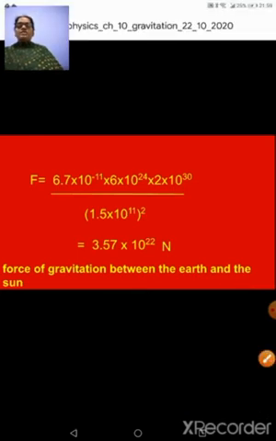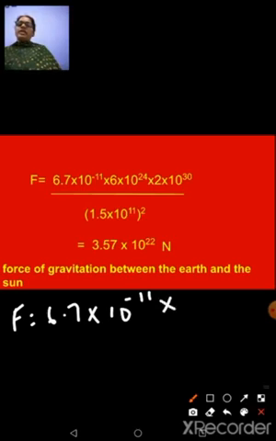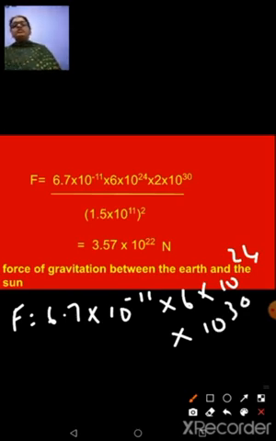Now, how to solve this? See here. First, let me take the numerator. How it's given? 6.7 into 10 raised to minus 11 into 6 into 10 raised to 24 into 2 into 10 raised to 30. This is the numerator part. First, for easy multiplication, 6 into 2 will give me 12. Now, 10 raised to 30 into 10 raised to 24. When it is multiplication, index numbers should be added. So I'll write it as 12 into 10 raised to 54.